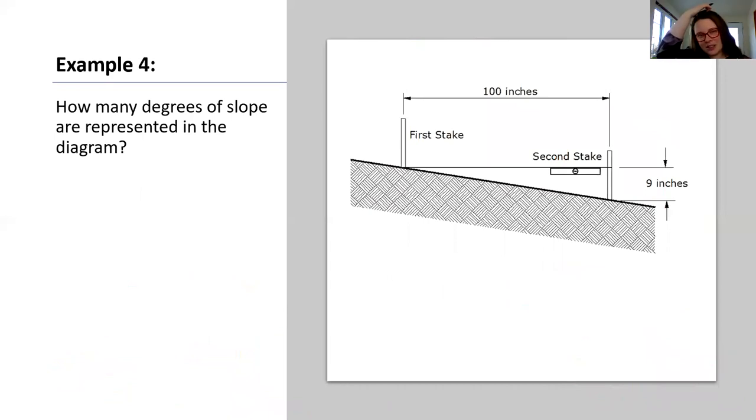Another example, how many degrees of slope are represented in the diagram? So this is a really easy way to check for the slope of a piece of land. You put a stake in on one side, you attach the string at the bottom, and then a stake on the other side, attach a string, and then figure out, well, what's the distance from horizontal? You know how far apart they are, or the string length, what's the distance from horizontal?